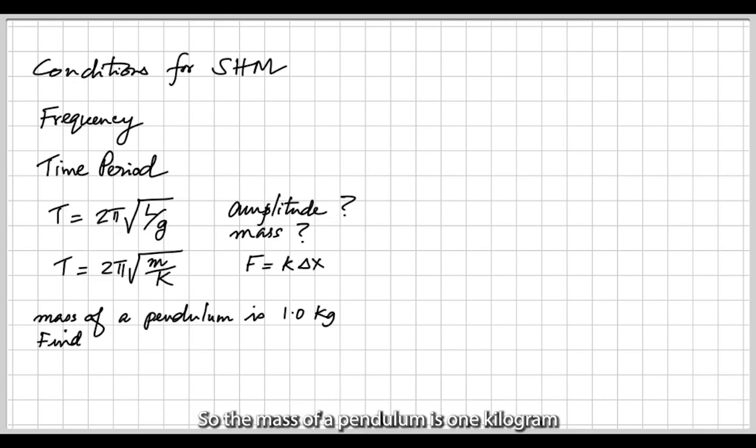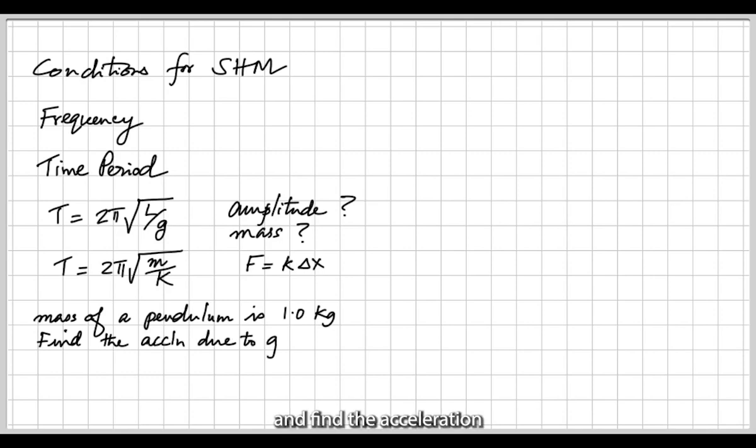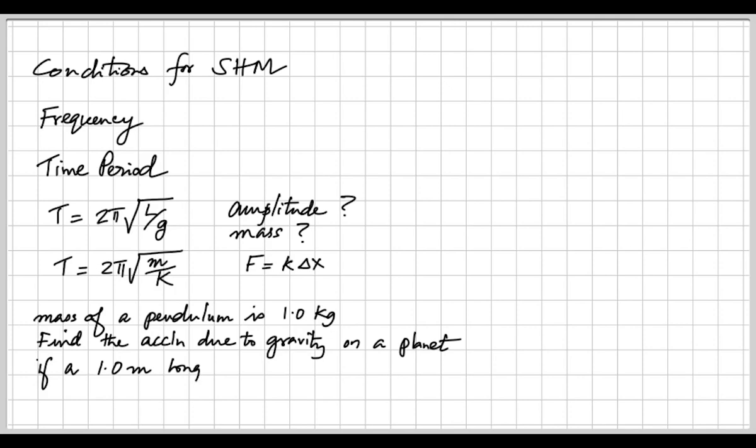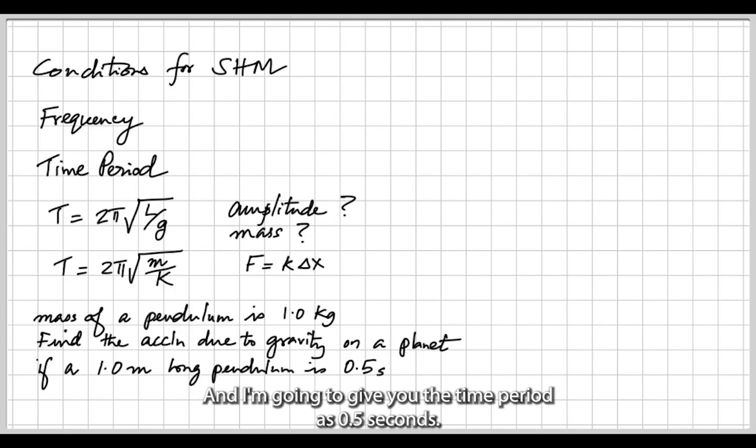So the mass of a pendulum is 1 kilogram. And find the acceleration due to gravity on a planet where the length of the pendulum is 1 meter, and I'm going to give you the time period as 0.5 seconds.